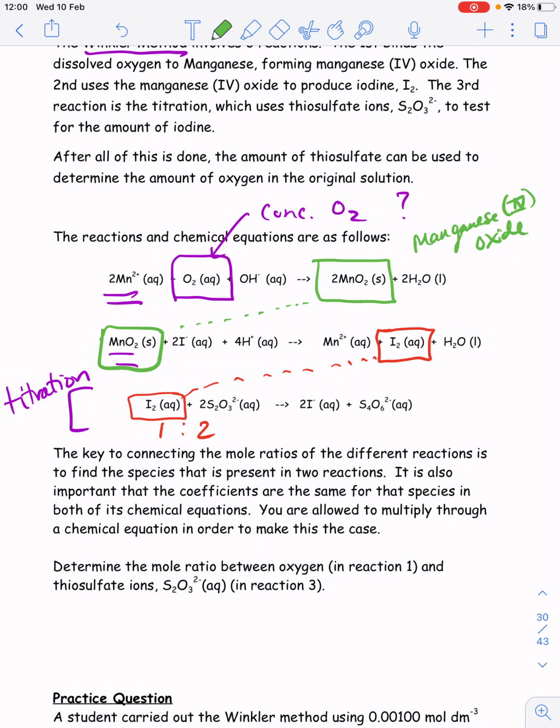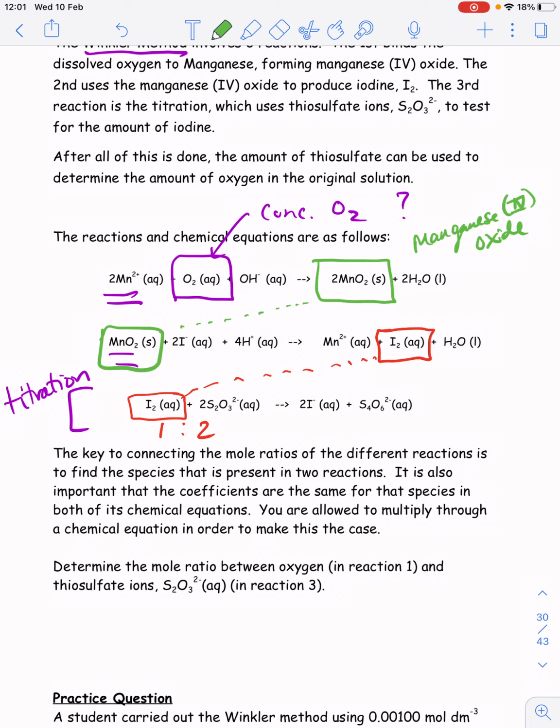Now, okay, still doesn't seem very simple here. What I would do is go through and multiply the equations as necessary so that the coefficients are the same on these linking chemicals. So what do I mean by that? I can see that the iodine has a coefficient of 1 and 1 in equations 2 and 3. So I don't need to do anything to that right now.